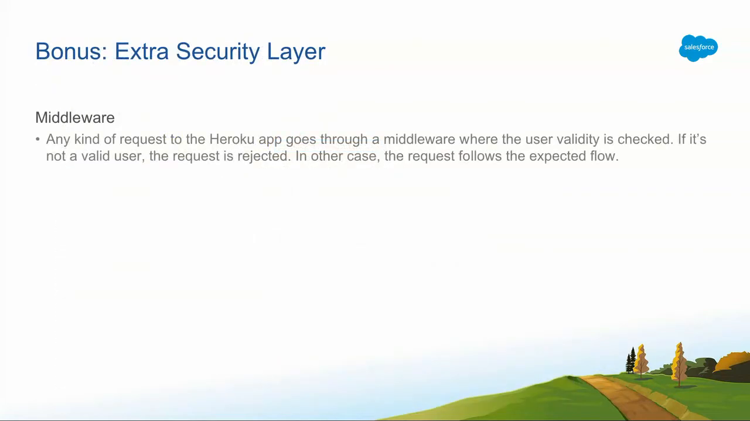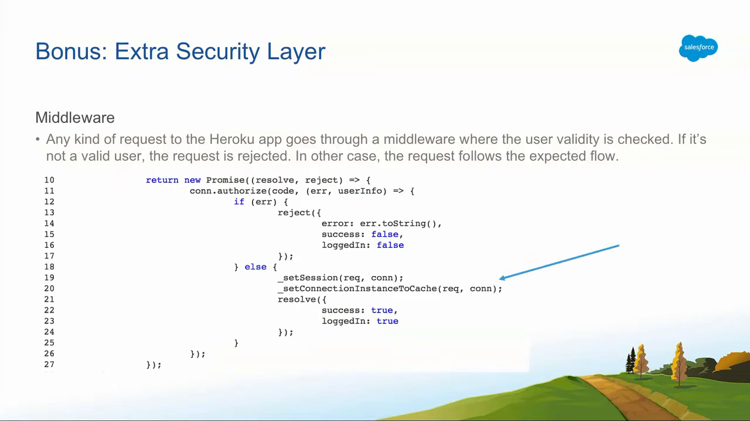Yep. And now we are going to explain how to add a couple of extra layers of security to this application. First, we will implement a middleware. What a middleware does is add a new previous step to any request that the user makes to our application and check if it's a valid user. Instead of sending the user again to the login page with every request, once we receive the response from the organization, we store the details of that connection in a persistent memory of our server.